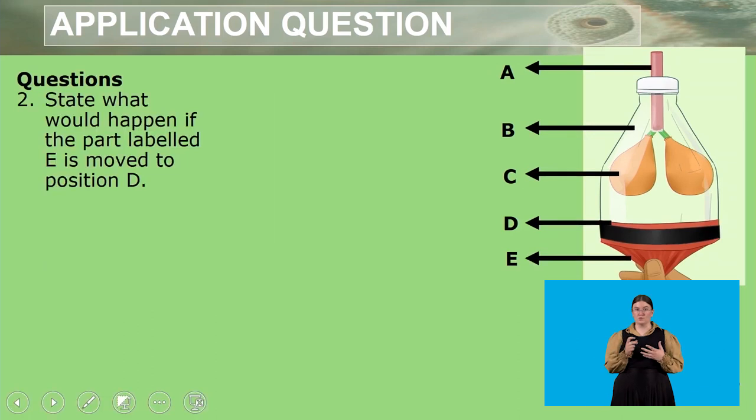Now question 2 says, state what would happen if the part labeled E, there is E there, is moved to the position D. So E is basically a piece of a balloon that has been attached to the bottom, and we know that at the base of our lungs we have the diaphragm.